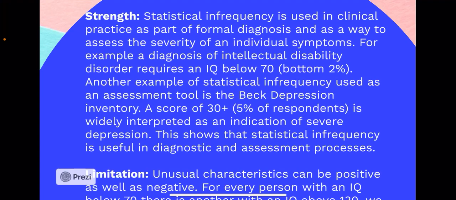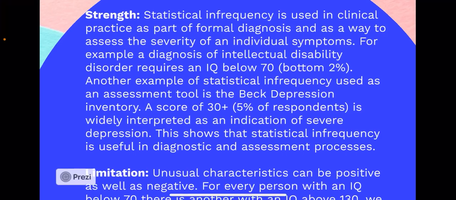So if you get a score of 30 plus, which tends to be around 5% of respondents, this is interpreted as an indication of severe depression. It shows that statistical infrequency is useful in diagnostic and assessment processes. So again, just like the other two, this is an example of how we can use it in everyday life, and it shows that this definition is really useful in everyday life.